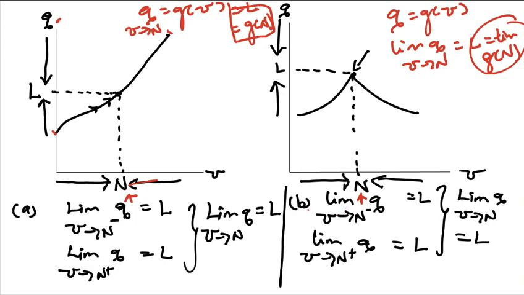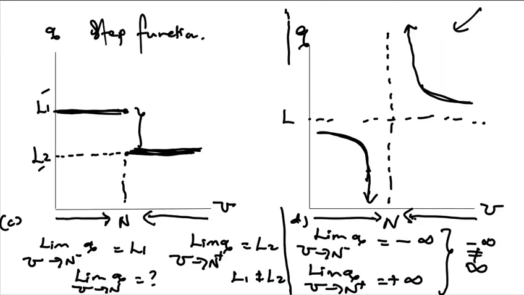Remember, I haven't talked about differentiability. The continuity concept is discussed here, not differentiability. So these 2 graphs show us that continuity exists, after we check the 3 conditions. Now, let's look at the third graph, graph C.